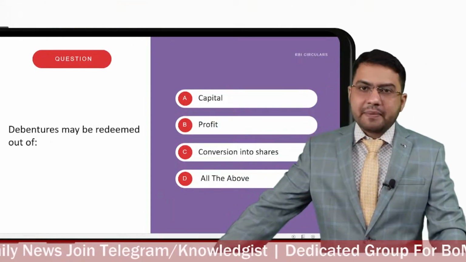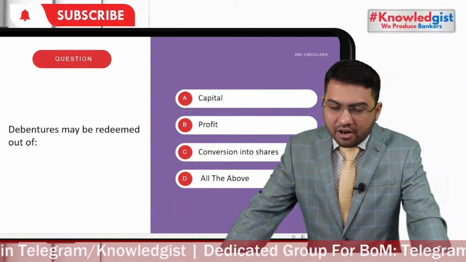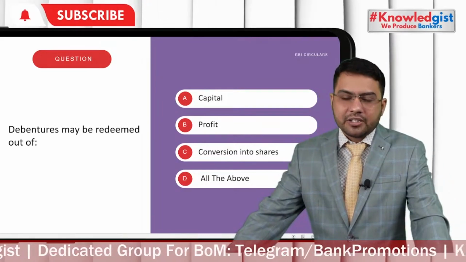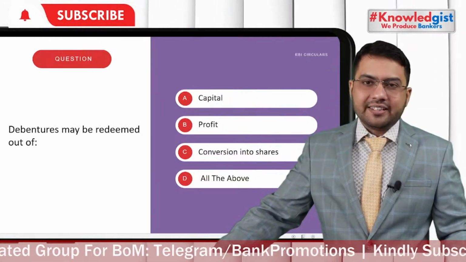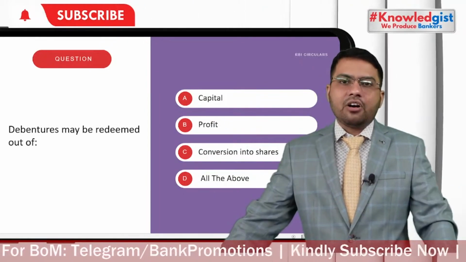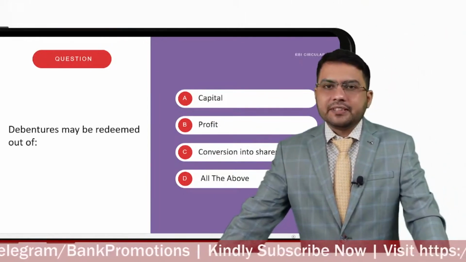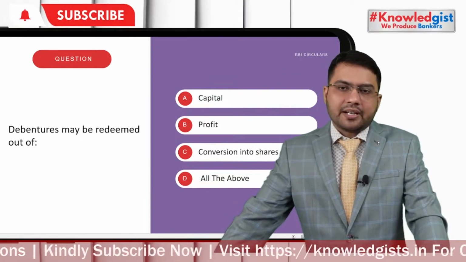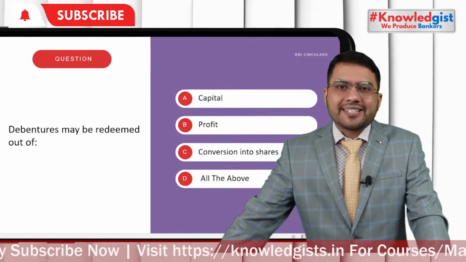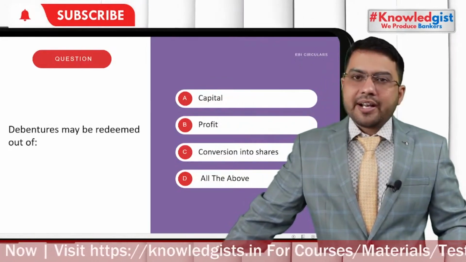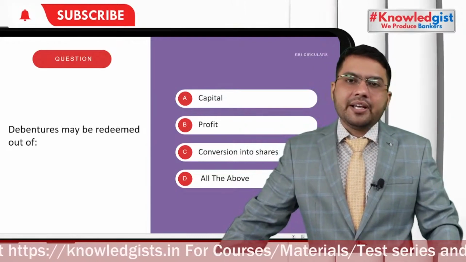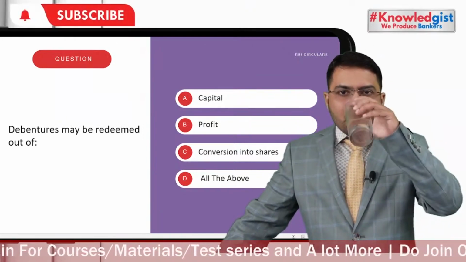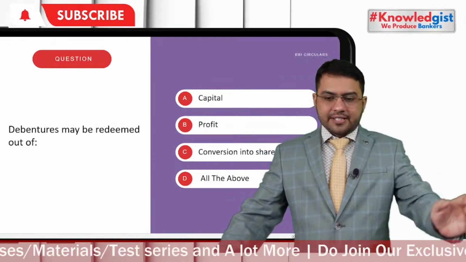Debentures may be redeemed out of capital, profit, conversion into shares, or by all of the above means. Debentures are nothing but debt instruments. The debts of a company are called debentures. It's different from shares. When you buy a share, you own a piece of that company. But when you buy a debenture, you essentially give a loan to that company. You are a creditor, whereas in a share, you are an owner. These are the basic differences.